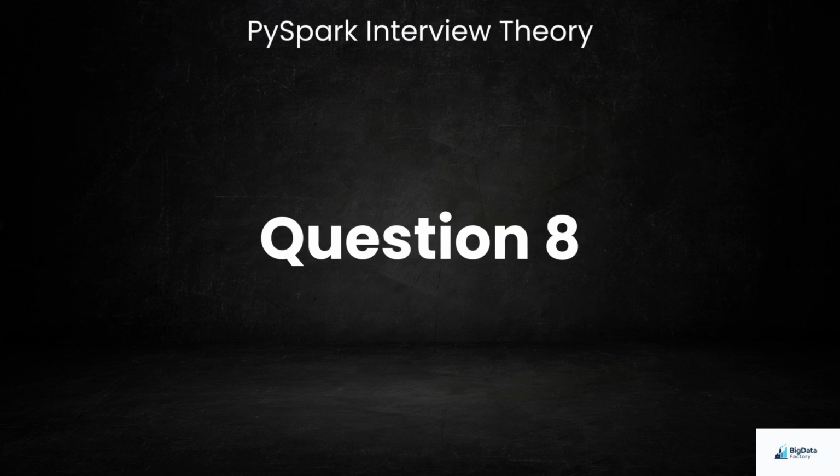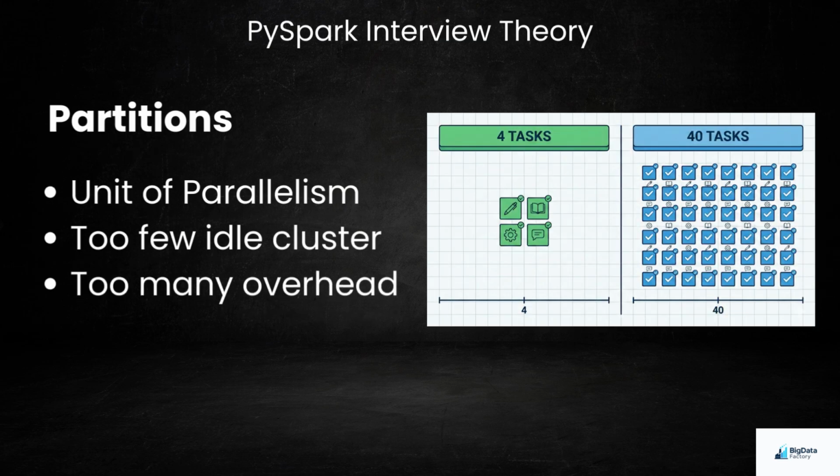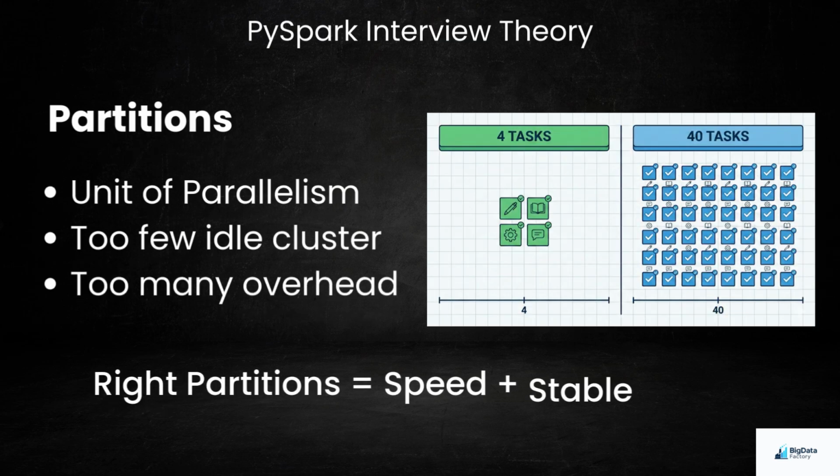Question number 8. What is partition in Spark and why does it matter? Partitions are how Spark splits data for parallel processing. One very important line, one partition generally maps to one disk. More partitions can increase parallelism. But too many partitions can create overhead, like thousands of tiny tasks. So, too few partitions means your cluster sits idle. So, partitions are like the number of work chunks.